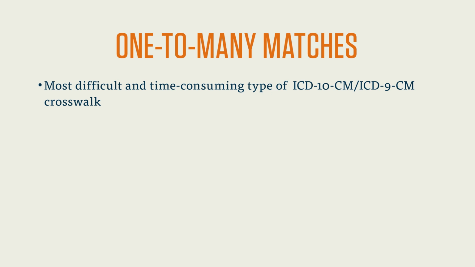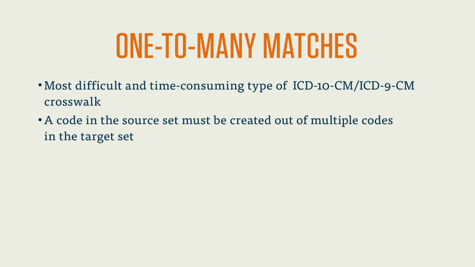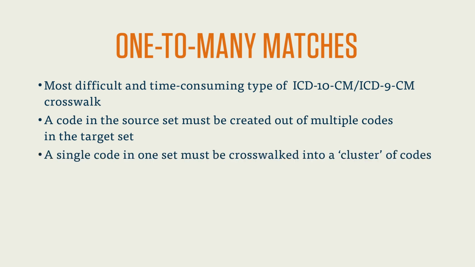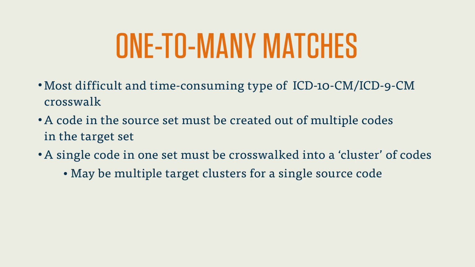One-to-many matches. This is the most difficult and time-consuming type of ICD-10-CM, ICD-9-CM crosswalk. In one-to-many matches, a code in the source set must be created out of multiple codes in the target set. In one-to-many matches, a single code in one set must be crosswalked to a cluster of codes in the other set. Clusters are always between 2 and 4 codes. There may be multiple target clusters for a single source code.